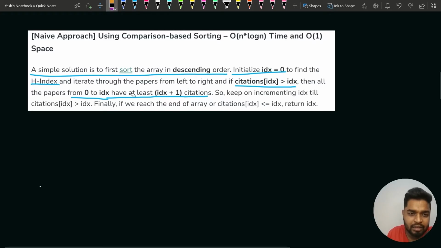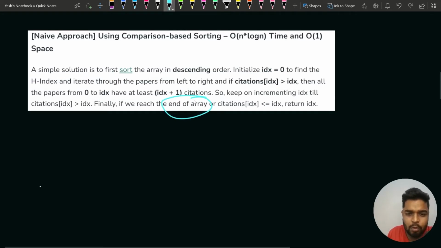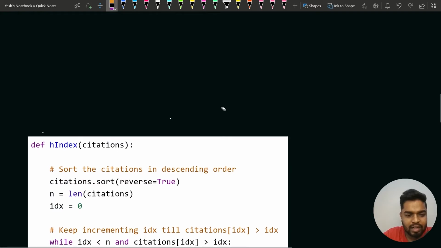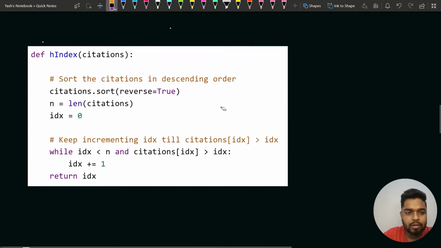We keep on incrementing the index if this criteria is followed. If we reach the end of the array, or whenever the criteria is not followed, then we can stop here. Whenever there is any index for which the citation is less than or equal to the index, then we can stop there. Okay, let's have a look at how we'll implement the brute force code.